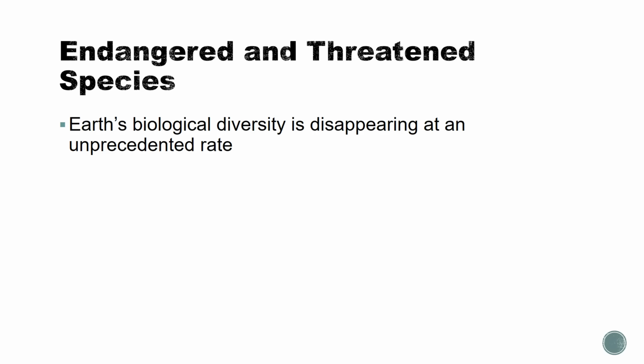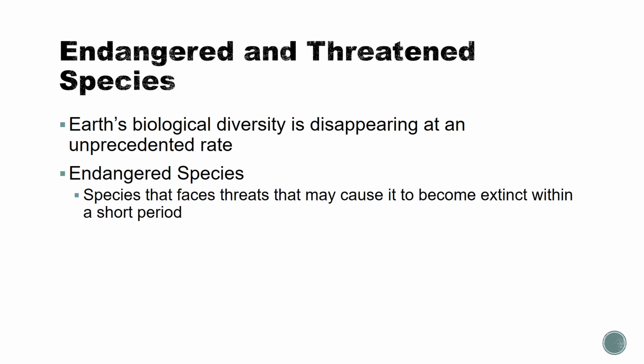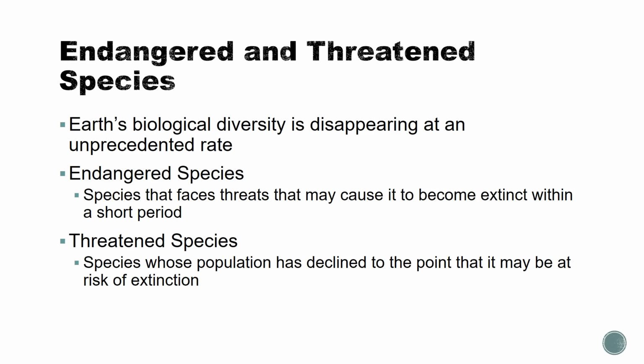So we've already established, right, that Earth's biological diversity has disappeared at an unprecedented rate. The type of rate that matches some of those past mass extinctions that you guys read about, okay, maybe even surpassing that rate. And so when we use the term endangered species, we're talking about species that face threats that may cause them to become extinct within a short period. So if it's labeled as endangered, that means that without some sort of intervention, that species is likely to become extinct. Right?